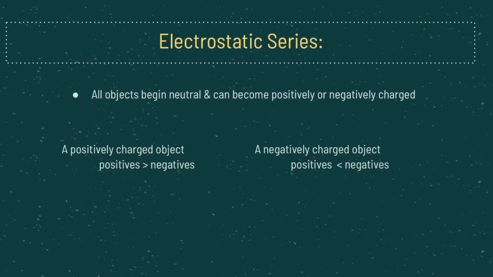Electrostatic theory states that all objects begin neutral and can become positively or negatively charged. A positively charged object means that it has more positive than negative, and a negatively charged object means that it has more negative than positive.